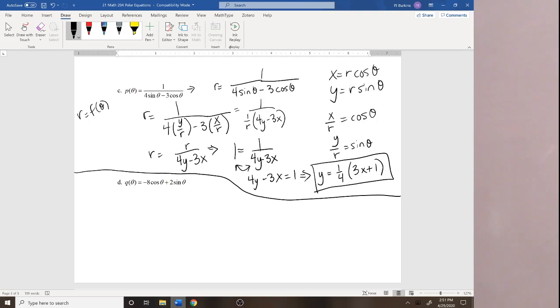This one here, again, there are different values for what we might want to be r. So, of course, we change the q of theta to r. And I'm going to replace cosine with this and sine with that. Then I'm going to multiply through by r everywhere.